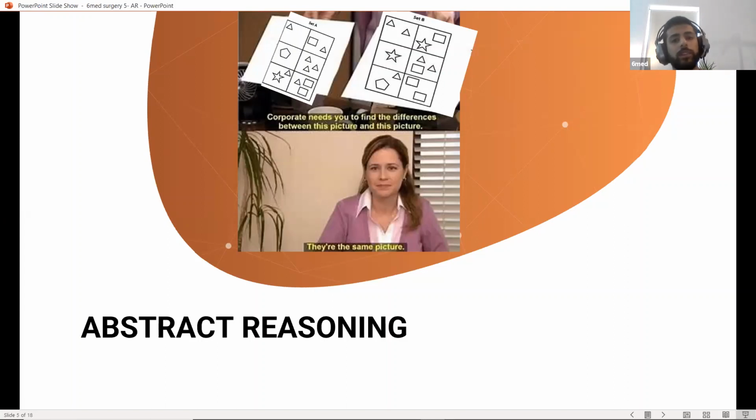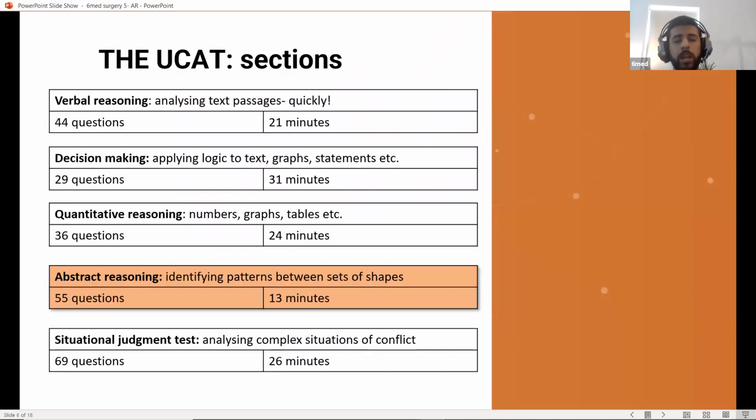Some people will naturally find this section a bit easier, and that's great. But similarly, those of you who find it more difficult might have to go about your revision in a more structured way. Apologies to those of you who know this already, but here's a breakdown of the sections, and we can see abstract reasoning there.